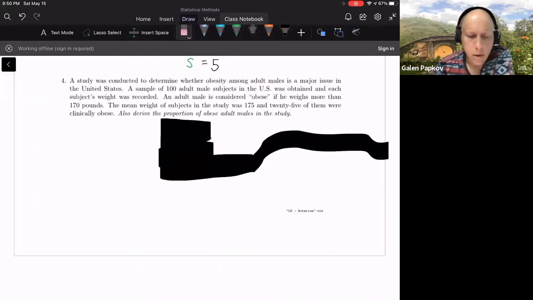we are looking at a study that went to determine whether obesity among adult males is a major issue in the US. A sample of 100 adult male subjects, so that's your sample size, N is 100, was obtained and each subject's weight was recorded. An adult male is considered obese if he weighs more than 170 pounds. The mean weight of subjects in the study, so that's your sample.